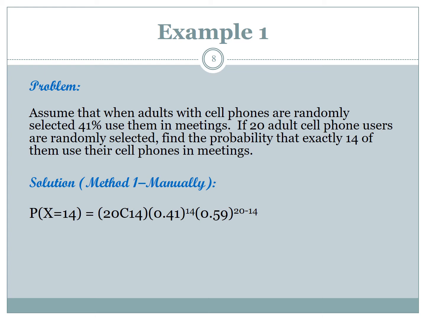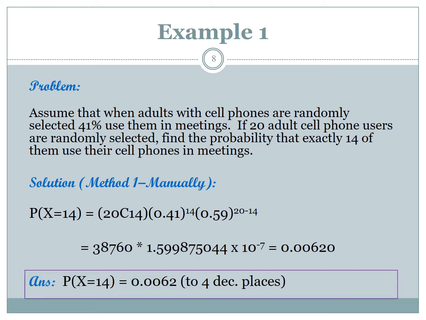Then multiply by 0.59, which is the q, raised to the power 20 minus 14, and that will give us this big old number here, multiplied by 1.599 times 10 to the negative 7, which is going to give me 0.00620. And if we are asked to round to 4 places of decimal, the probability that x is equal to 14 is equal to 0.0062.